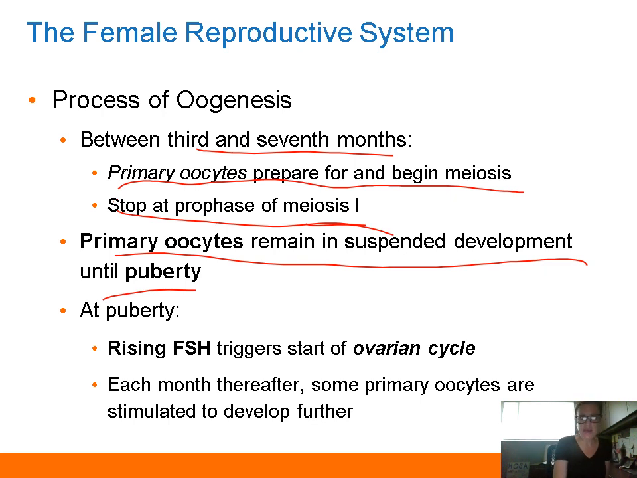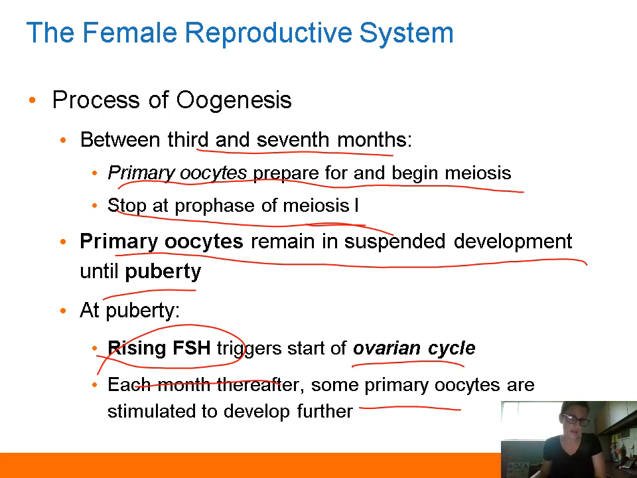At puberty, we have an increase in FSH, follicle stimulating hormone, that comes from the anterior pituitary gland. And that follicle stimulating hormone is going to start the ovarian cycle. Each month from that point forward, some of these primary oocytes will be stimulated to continue their development, where the primary oocyte will develop into a secondary oocyte, and then that secondary oocyte will start meiosis II and be released from the ovary. If it's fertilized, it will finish meiosis II and develop into a mature egg.